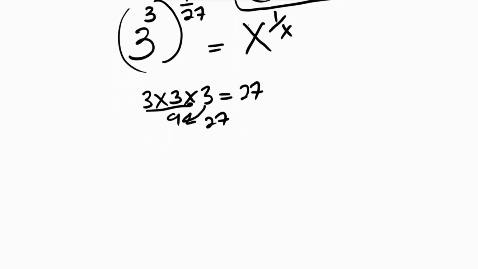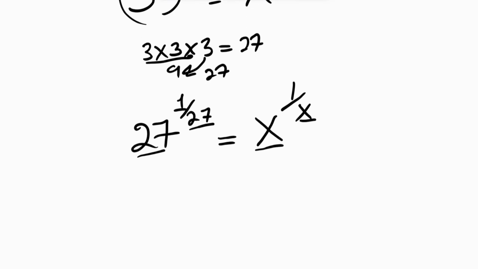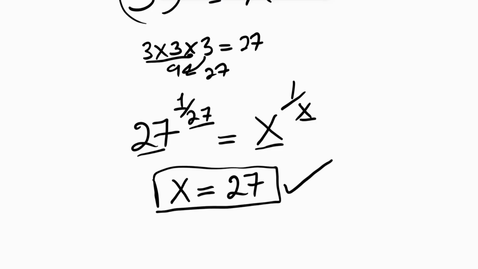So now what we have is 27 raised to power 1 over 27 equals x raised to power 1 over x. If we take a look at this, we'll see that the left-hand side is looking like the right-hand side. We have 27 raised to power 1 over 27, numbers, and x raised to power 1 over x, variables. 27, 27, x, and x. So this means that the value of our x is 27. This is our final answer because now we've been able to solve for the value of x.